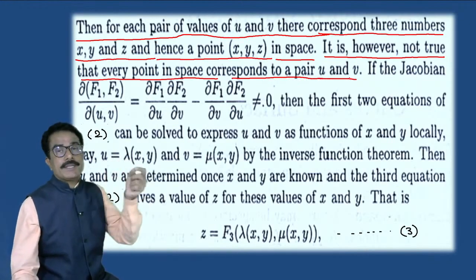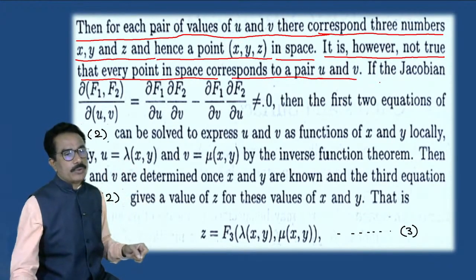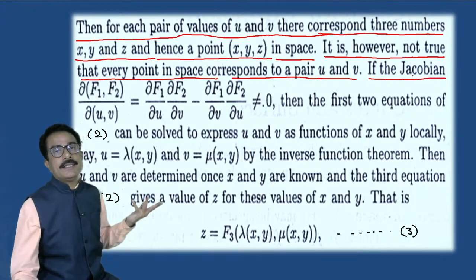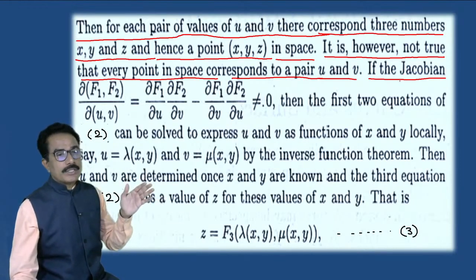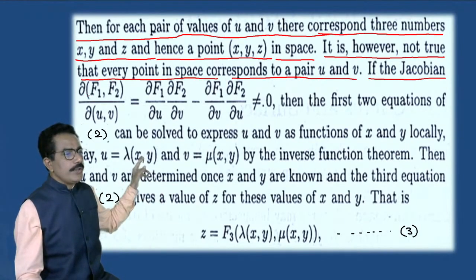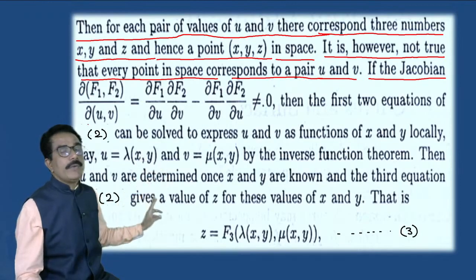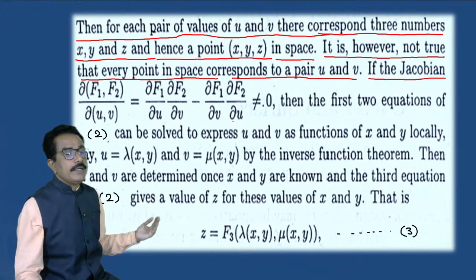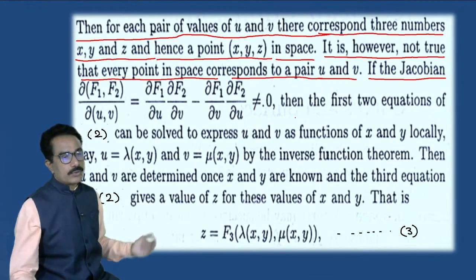असं पण नाही आहे की प्रत्येक पॉइंट u आणि v ने स्पेसिफाय होतो. If the condition of Jacobian, we have seen in B.Sc second year, condition for the Jacobian, is that ∂(f1, f2)/∂(u, v) = ∂f1/∂u · ∂f2/∂v − ∂f1/∂v · ∂f2/∂u, which is not equal to 0.